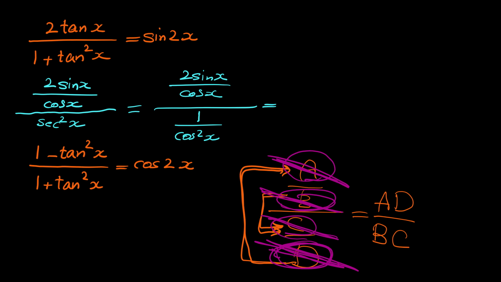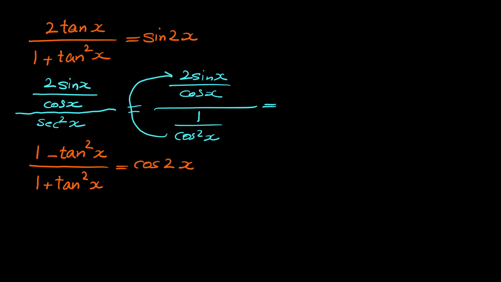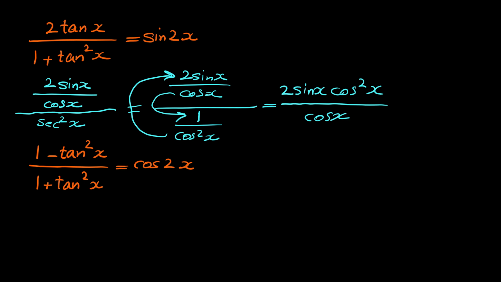So here, in this question, if we use this technique, what happens? We can simplify this a little faster. This goes in top and this goes in the bottom. So we have 2 sine x cosine to the 2 all over cosine x.